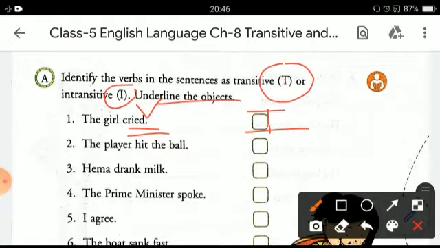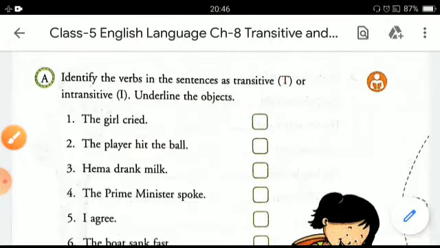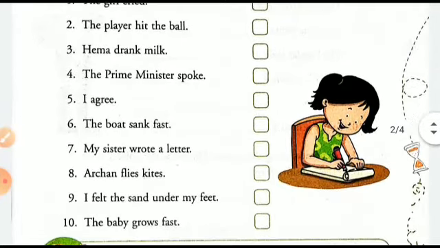Second one is the player hit the ball. The sentence is having an object, ball, so it's a transitive sentence. I hope you have understood transitive and intransitive very well, so you can do the rest of the exercise on your own.